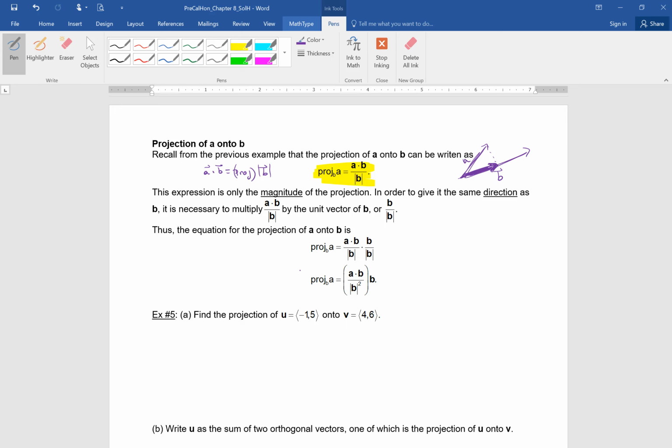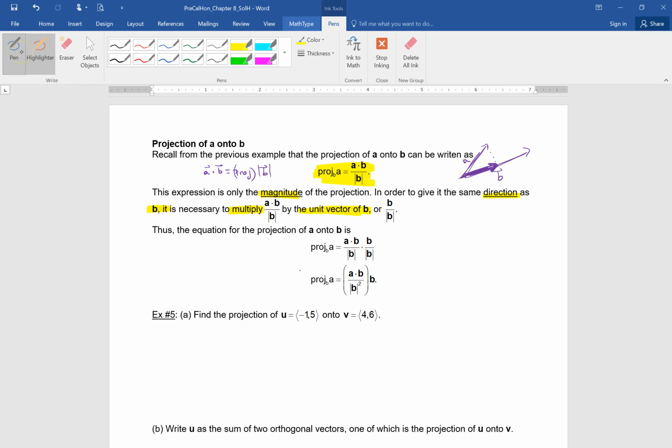Now, how do we specify a direction? Well, that's where unit vectors come in. Last time we talked about unit vectors. All unit vectors are something to give it a direction. So now if we have the magnitude and we want to give it the same direction as B, that means I have to multiply it by the unit vector of B.